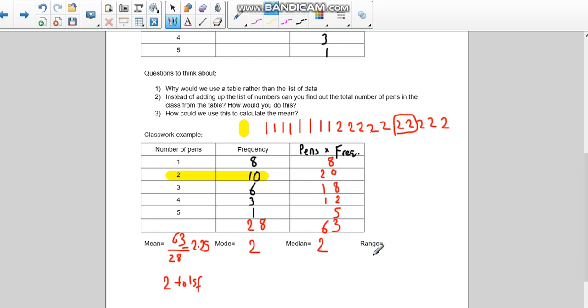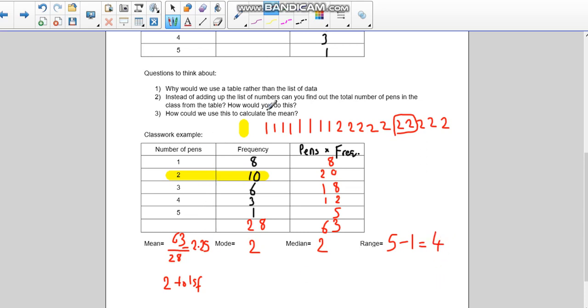Lastly, the range. Range is the highest number, take away the smallest number. So we need to think, what was the highest number of pens anybody had? Well, this is the number of pens here. So the highest number of pens was 5, and the smallest number of pens was 1. So the range is 5, take away 1, which is 4.